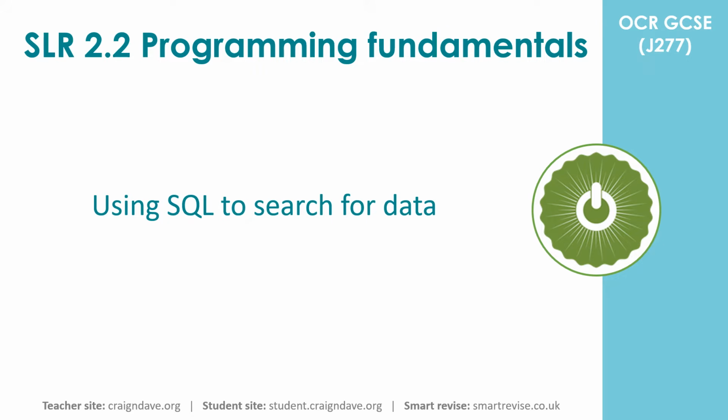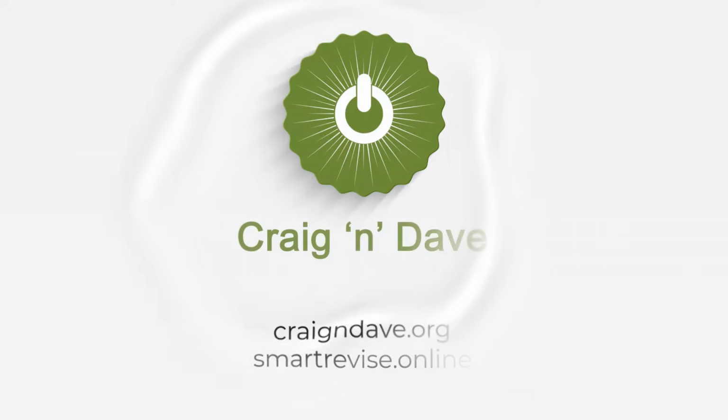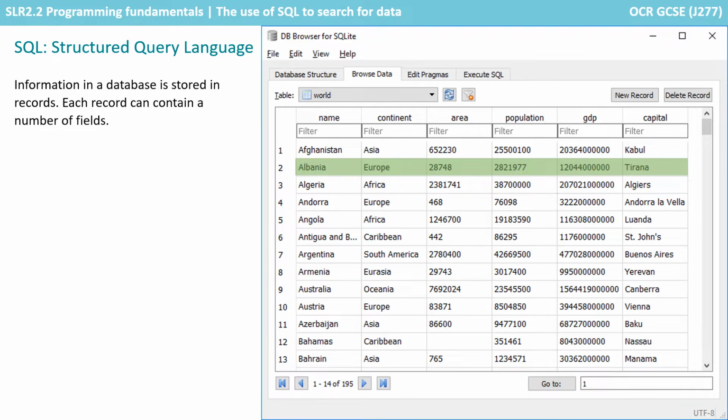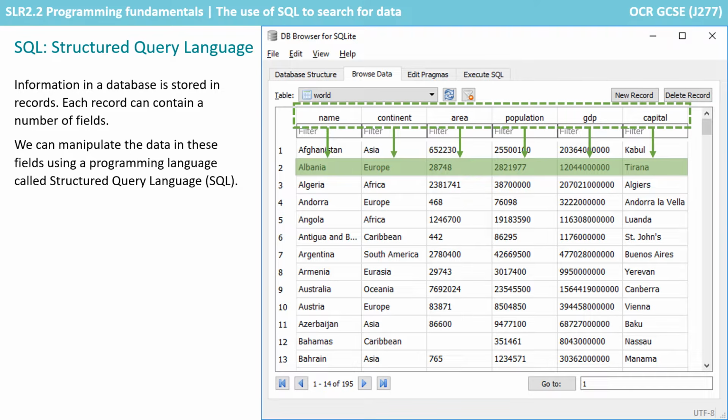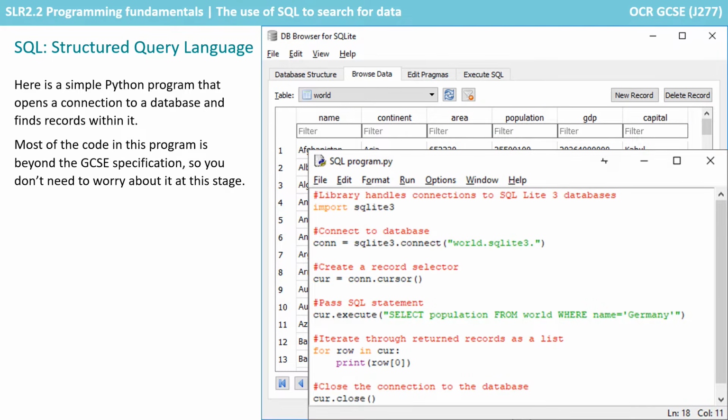In this video, we take a look at the use of SQL to search for data. Information in a database is stored in records, and we see one here. Each record contains a number of fields, and we can manipulate the data in these fields using a programming language. Here is a simple Python program which opens a connection to a database and finds a record within it.